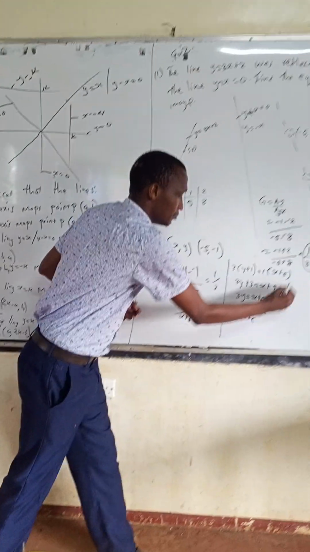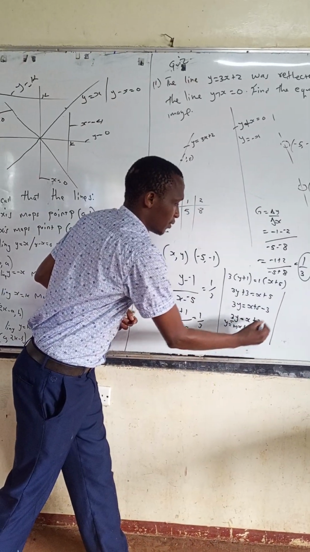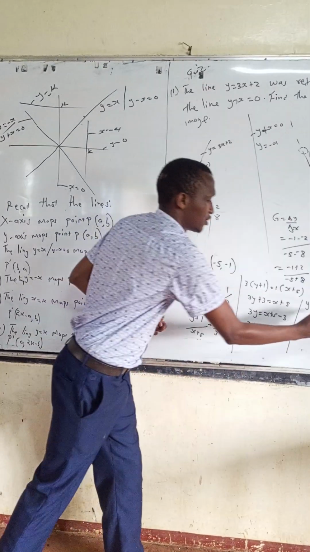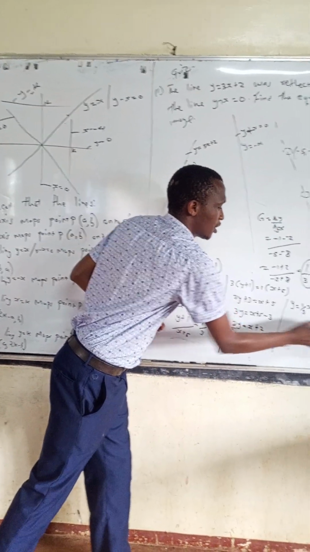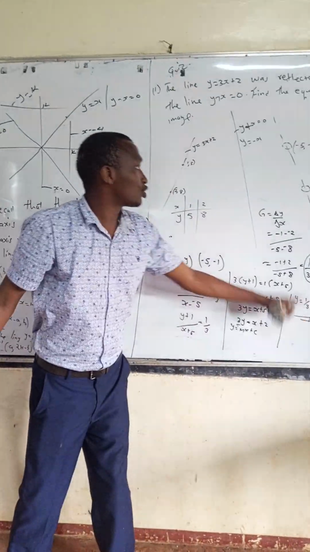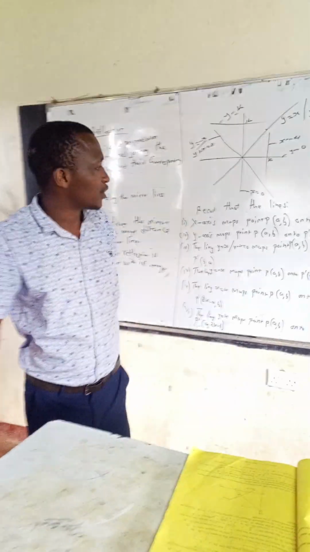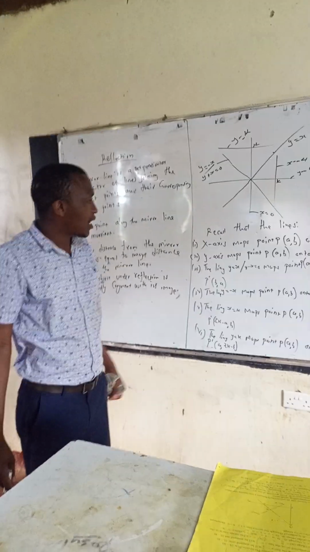So this one will become over 3 everywhere. It will be y = (1/3)x + 2/3. That's how this is the equation of the image.